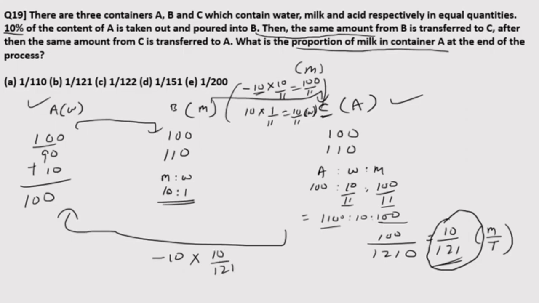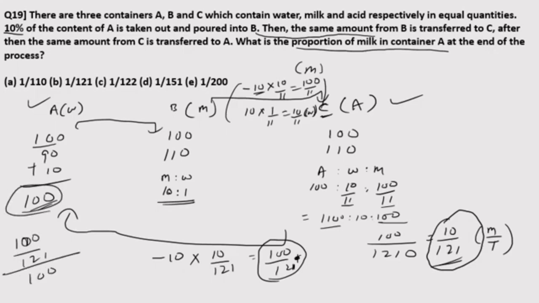10 by 121 parts. This is basically 100 by 121, right? This is the milk part in the 10 liters. Now here the milk part will be only 100 by 121 out of this all total, out of 100. Now this is coming out to be how much? This is 1 by 121. This is the answer. This has to be the answer.